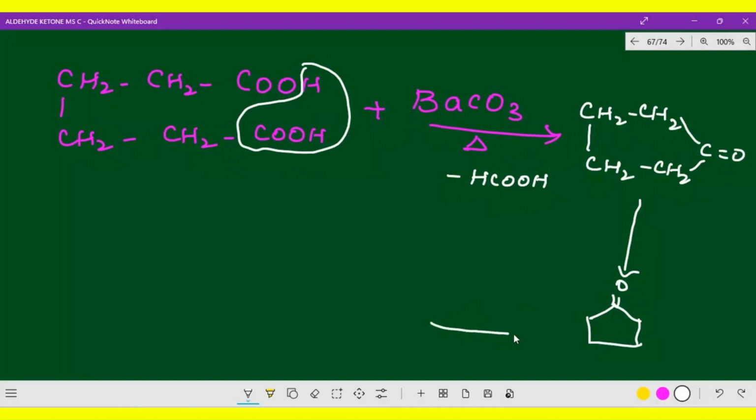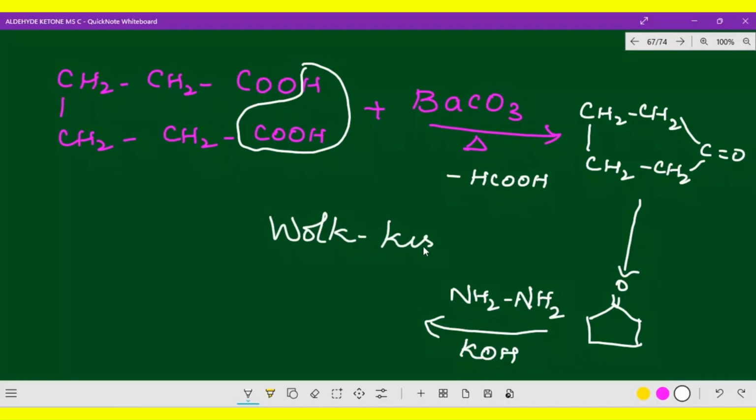So when this reacts with hydrazine, NH2NH2, along with the KOH, I just mentioned this one. So this is the Wolff-Kishner reduction. Wolff-Kishner reduction. So the keto group is converted to a hydrocarbon.